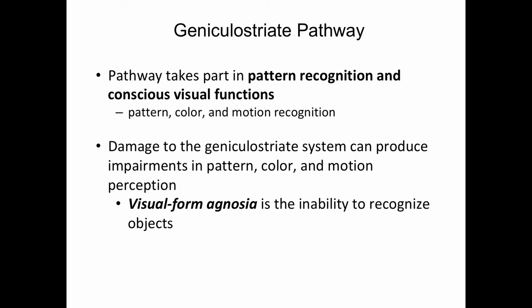Okay, so this pathway is really important for pattern, color, and motion recognition. Symptoms of damage to the geniculostriate system include impairments in pattern, color, and motion perception, and also visual form agnosia, which, if you have it, means you're unable to recognize objects.